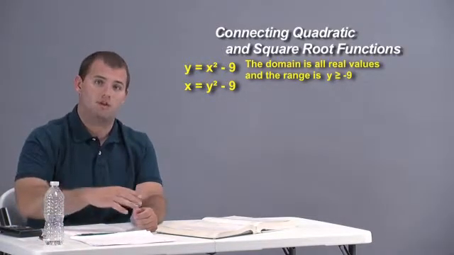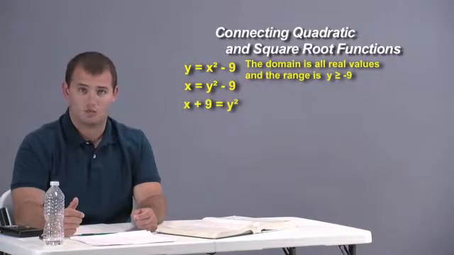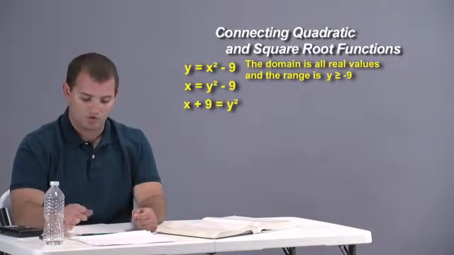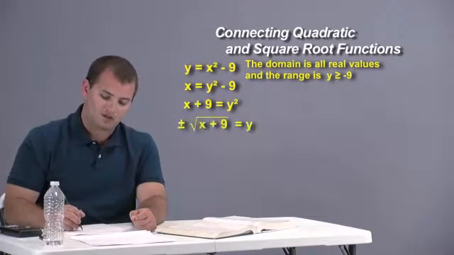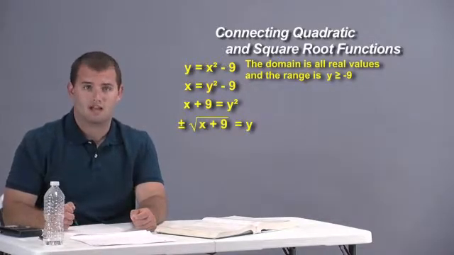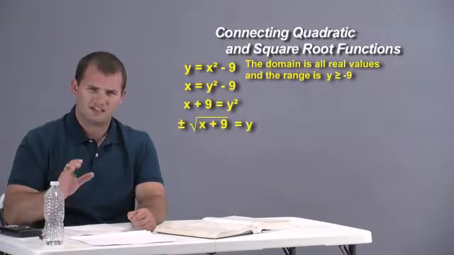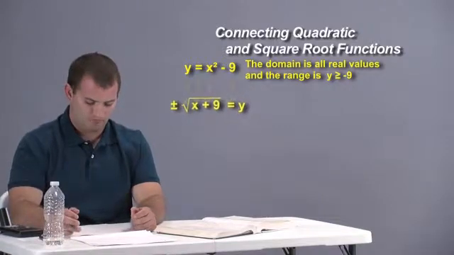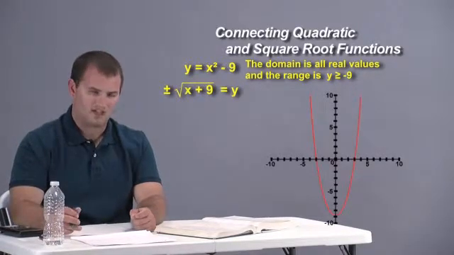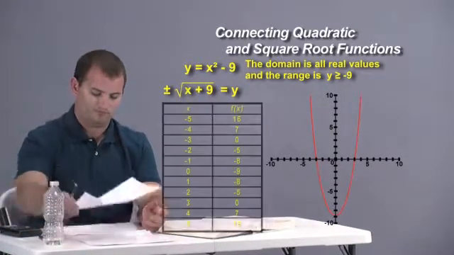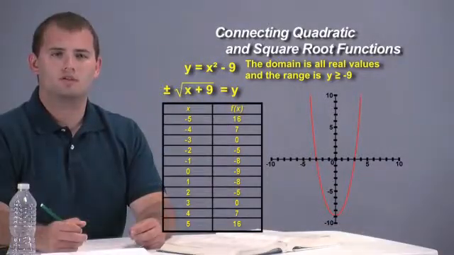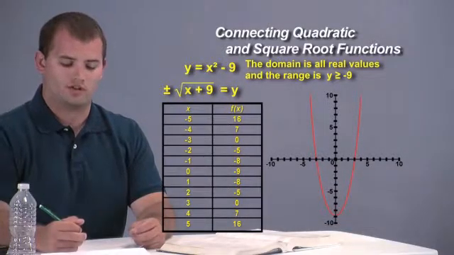First we add 9 to both sides, so it becomes x plus 9 is equal to y squared, and then we take the square root. So it becomes plus or minus the square root of the quantity x plus 9 is equal to y. Let's take a look at the graph of the original function. Also, let's take a look at the table of values for this function. We'll notice that there are no restrictions on the original function.